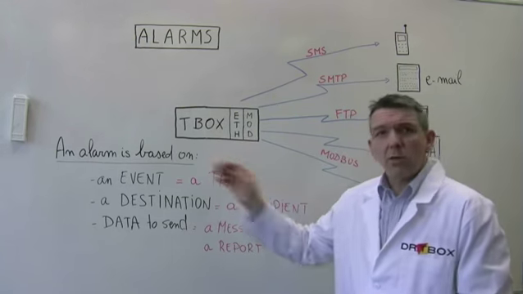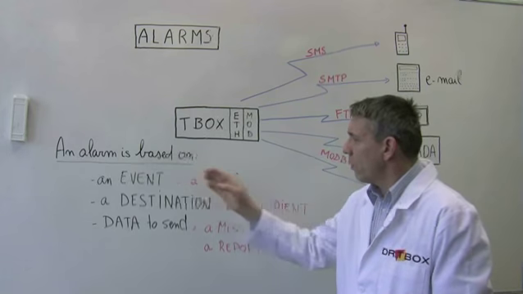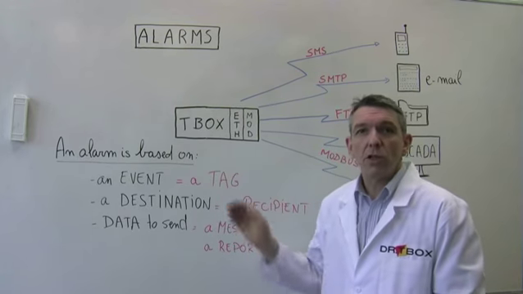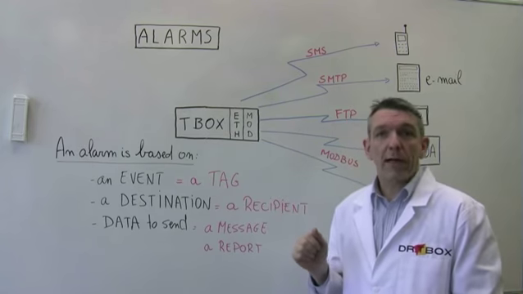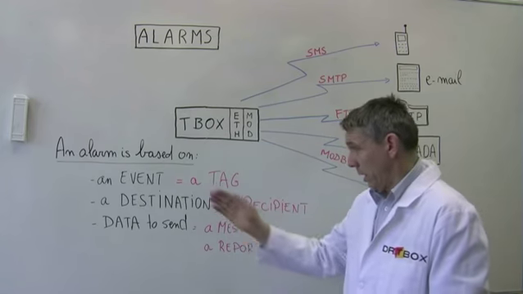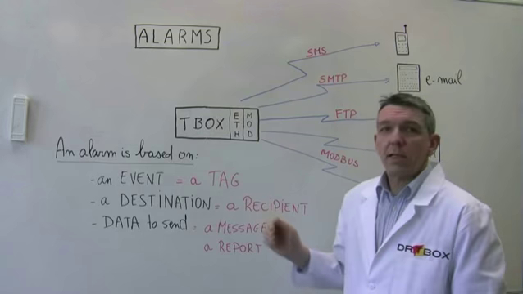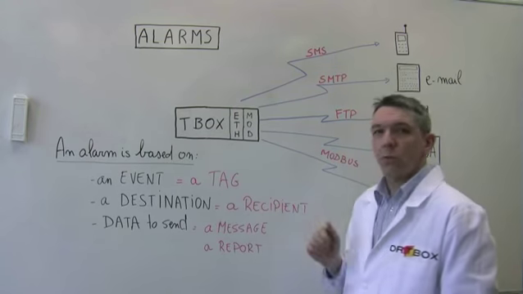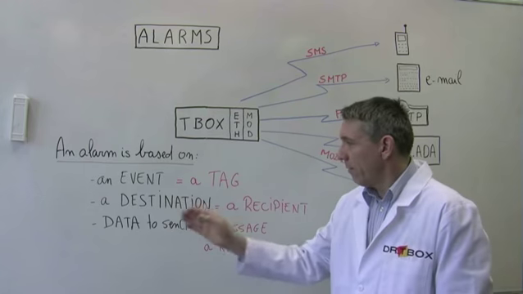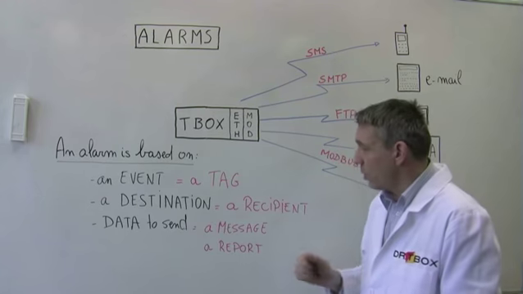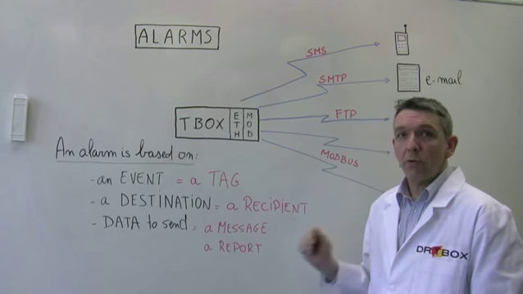An alarm is based on 3 items. The first one is the event, which in T-box corresponds to a tag. A variation of a tag will generate an alarm. The second item is the destination. The destination corresponds to the recipient to whom we will send the alarm. Finally, the data to send, which can be a message or a report.